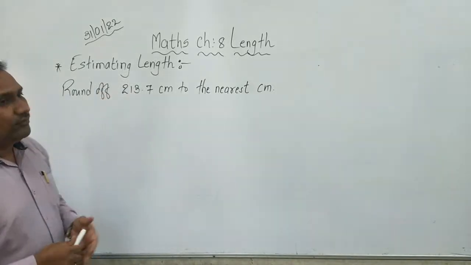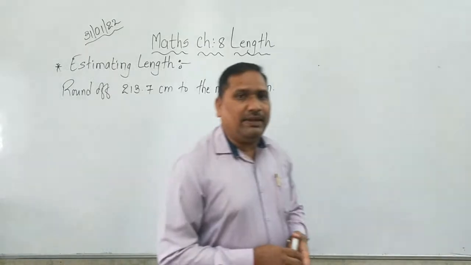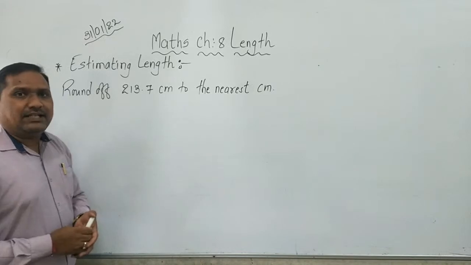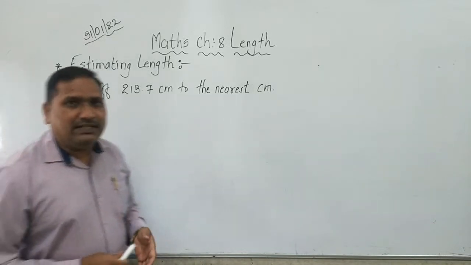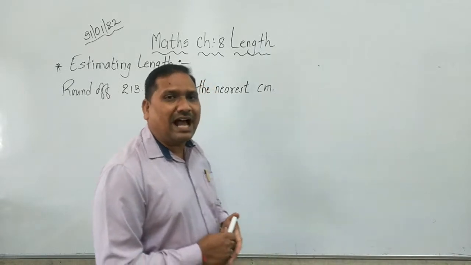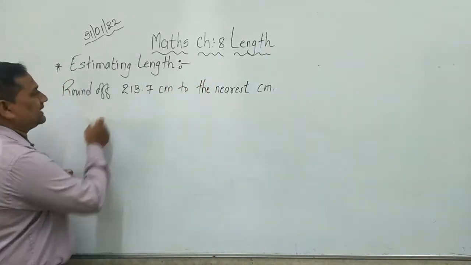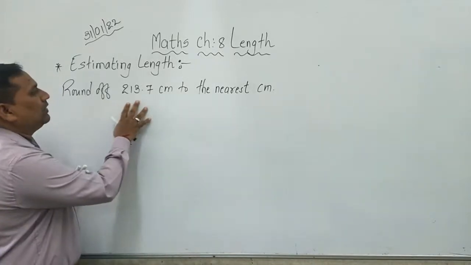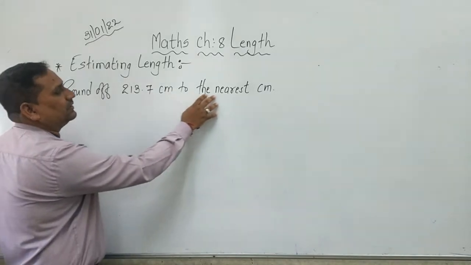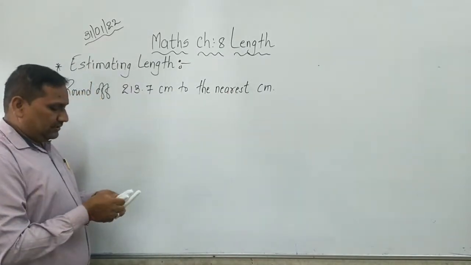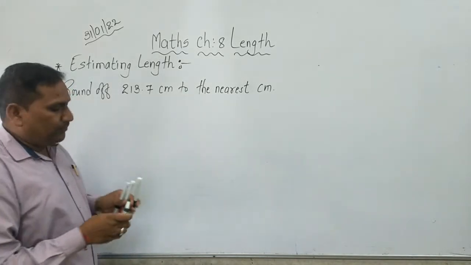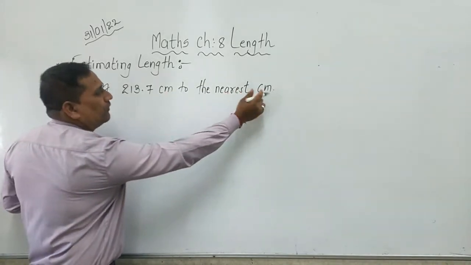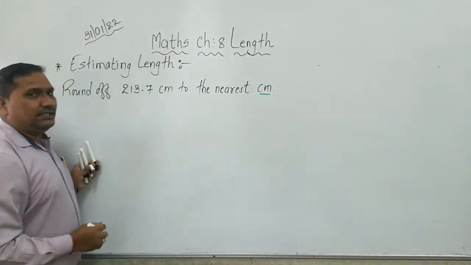Sure. So now how to estimate the length? That means we have to round off to the nearest centimeter, decameter, decimeter, hectometer, or whatever has been asked of us. So see the first example. It is given: round off 213.7 centimeter to the nearest centimeter. So 213.7 is given and we have to round off to the nearest centimeter.